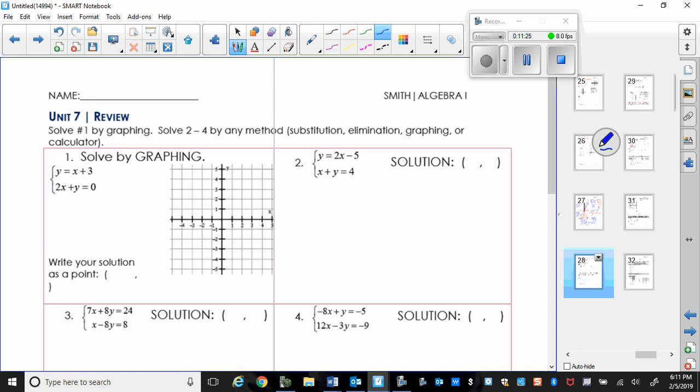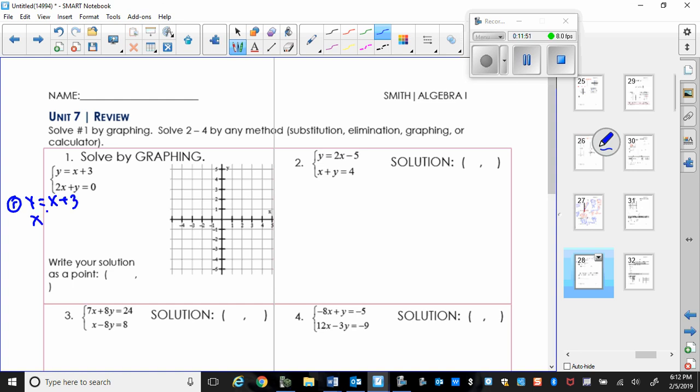So the first thing we're going to do is to solve by graphing. So you can use any method that you wish to, but we're going to solve by graphing. So we're going to create 2 tables. But first, let's make sure both equations are by themselves. So equation number 1, y is already by itself. Y equals x plus 3.